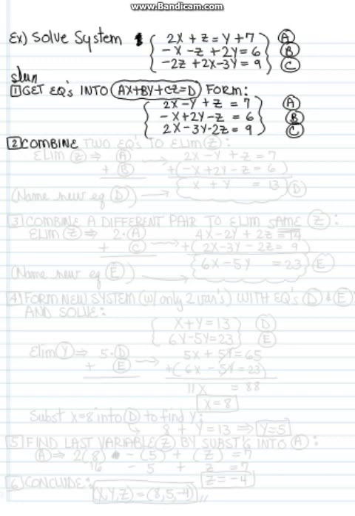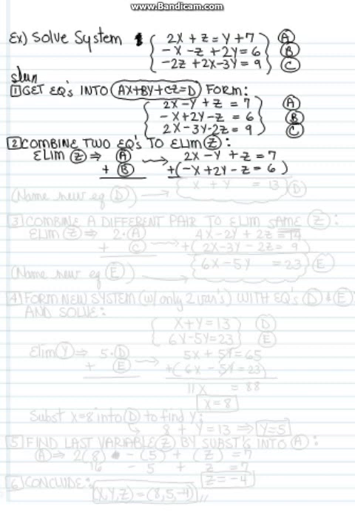Step 2, we're going to combine any two of those equations with the intention being to eliminate the variable z. Now, you can choose any two equations. In order to eliminate z, I'm going to choose equation A and equation B. To get rid of the z, all I need to do is add those two together. So 2x minus y plus z equals 7, added to negative x plus 2y minus z equals 6. I get x plus y, the z's cancel, equals 13. I love this equation so much, I'm going to name it equation D, and I'll come back to it later.